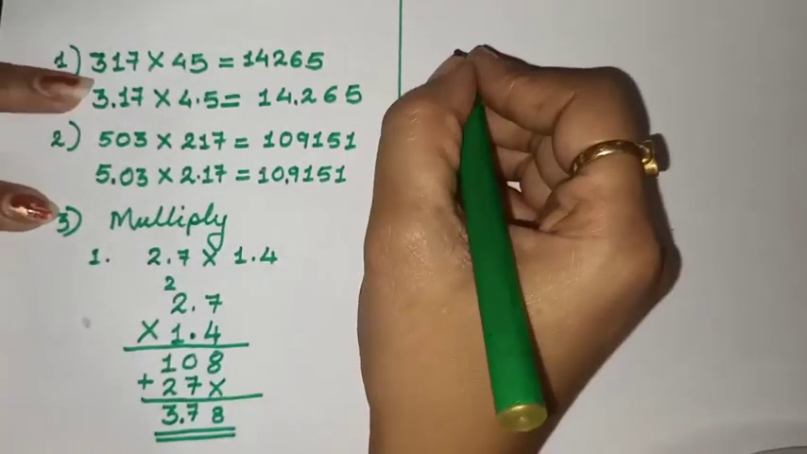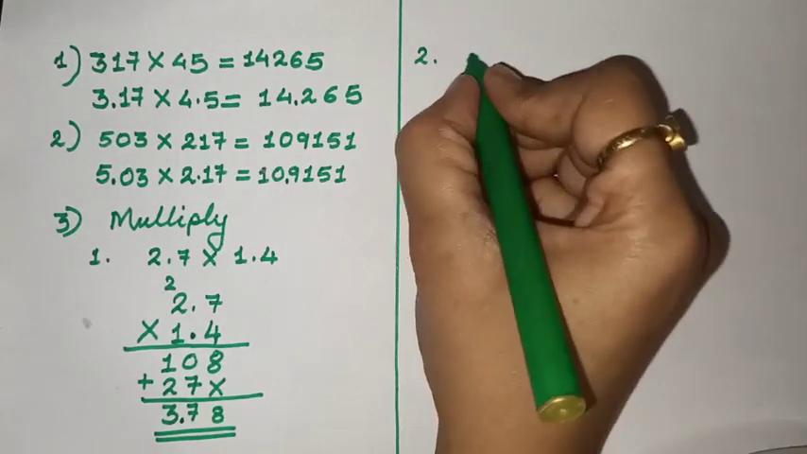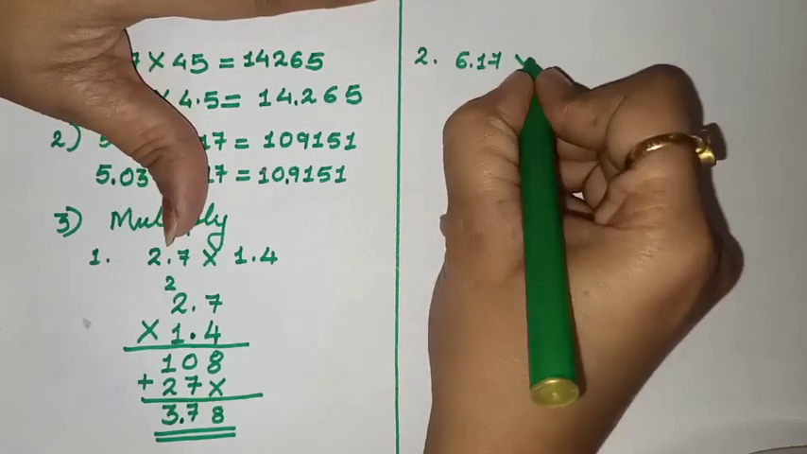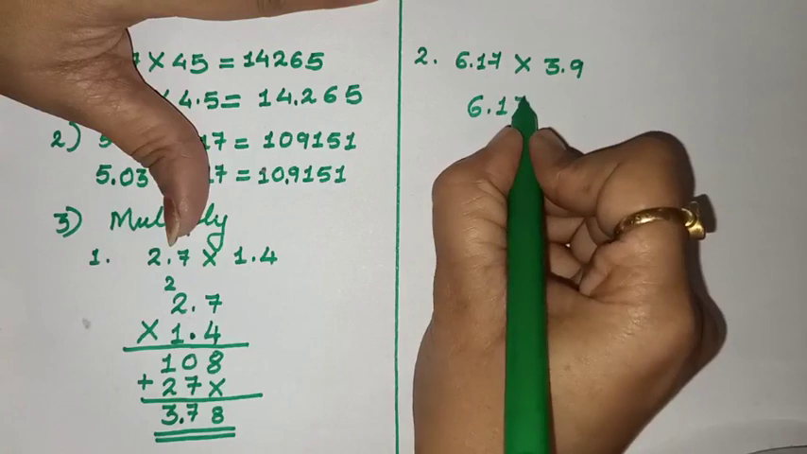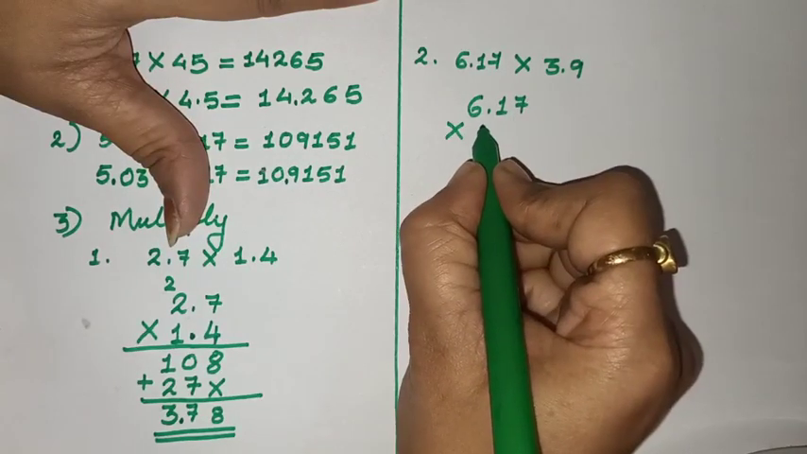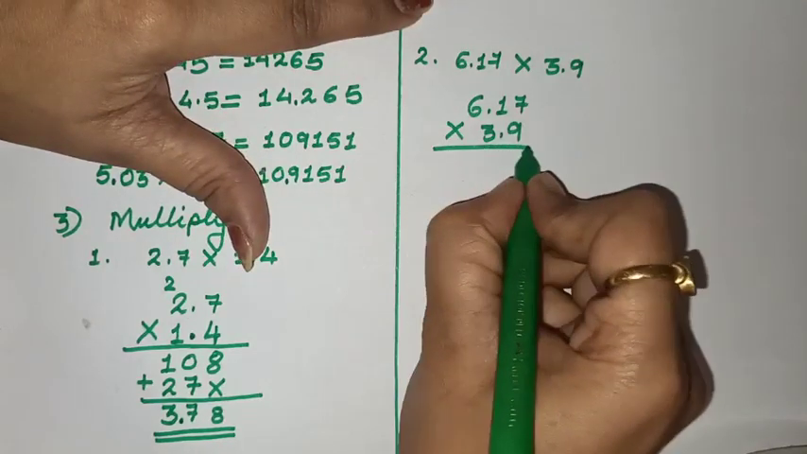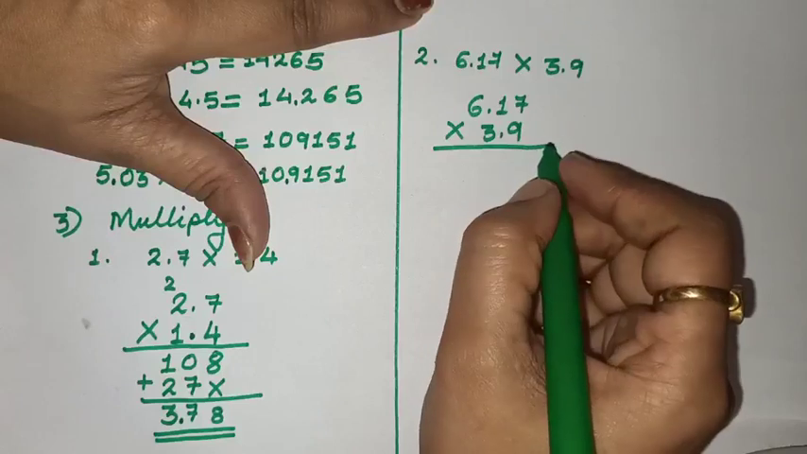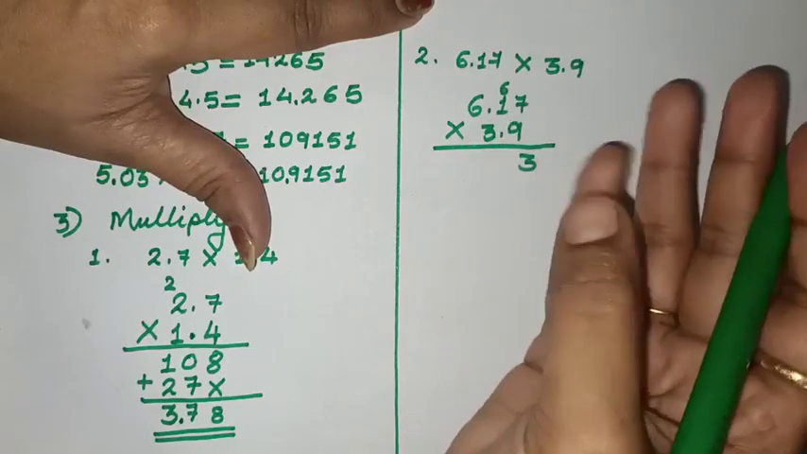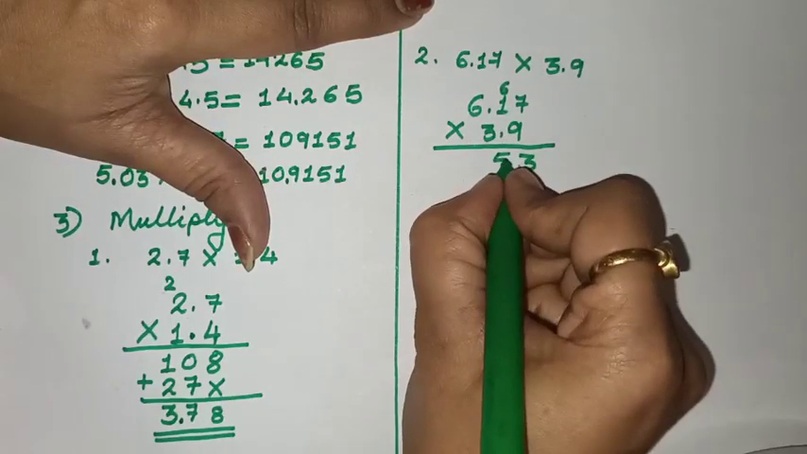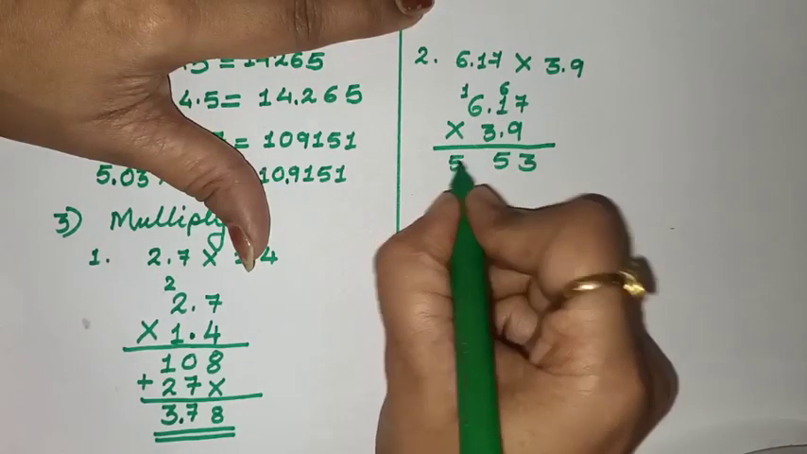Let us see the next question. Next question is 6.17 multiplied by 3.9. Let us multiply it. 6.17 multiplied by 3.9. So here we'll start multiplication. 9 sevens are 63. 9 ones are 9, plus 6, 15. 9 sixes are 54 and 1 more, 55.